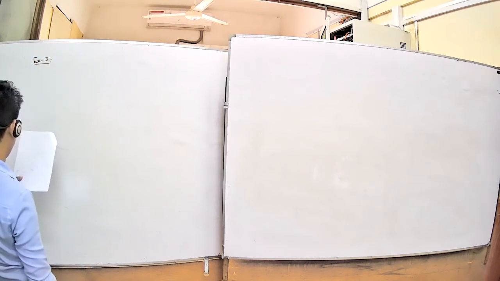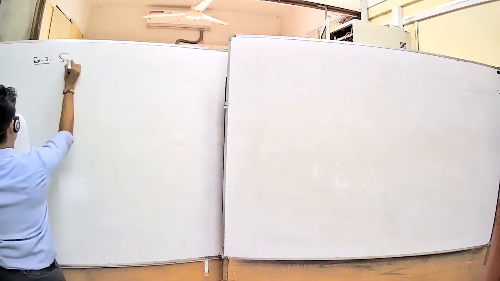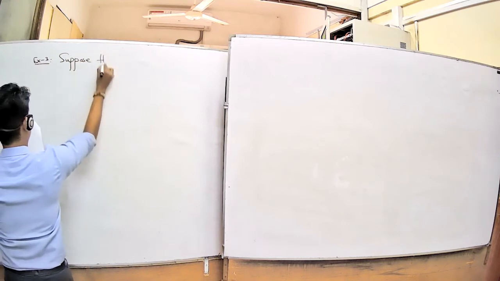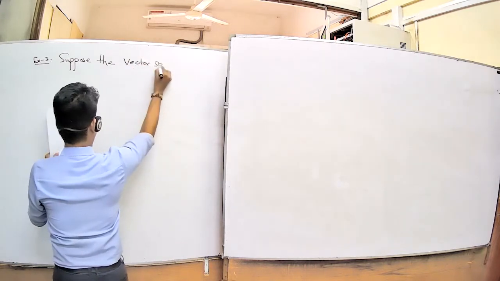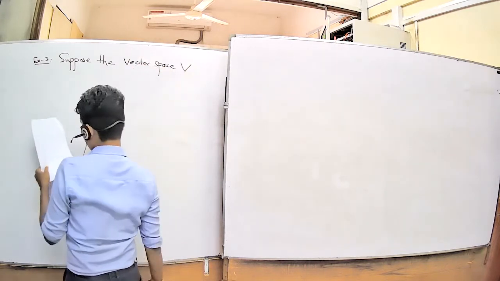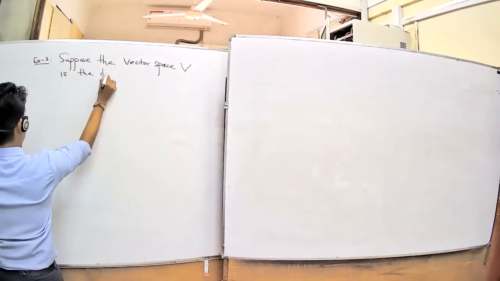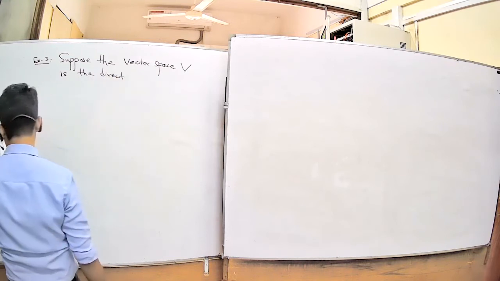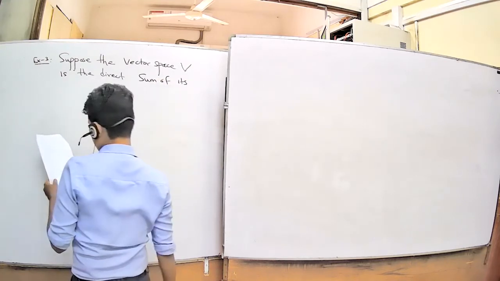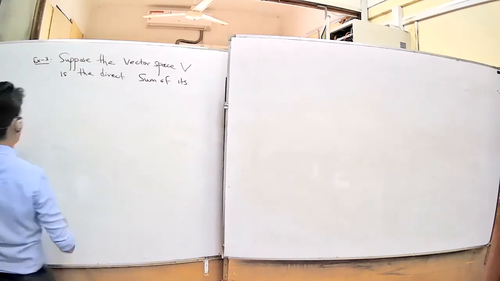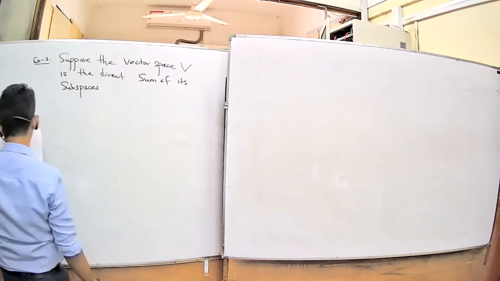Suppose the vector space B is the direct sum of its subspaces W1 and W2.